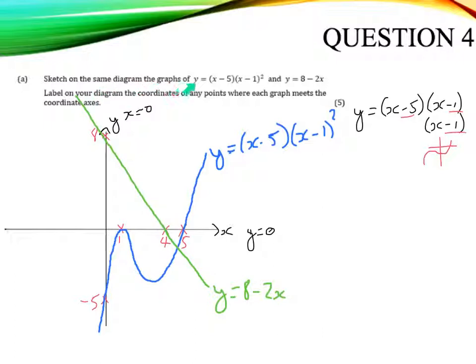Sketch on the same diagram the graphs of y equals (x minus 5)(x minus 1) squared. I've done that, that's the nice cubic, which I've done in blue. And the graph y equals 8 minus 2x, which is this linear graph here. Label on your diagram the coordinates of any points where each graph meets the coordinate axis. Now I haven't actually put the coordinates on, I've just labelled these values here, but they're on the coordinate axis. I think that would be fine. Let's just see if there's anything else we can do. Let's just put 0 on here as well, just for neatness. Okay, I'm quite happy with that. Let's move on.